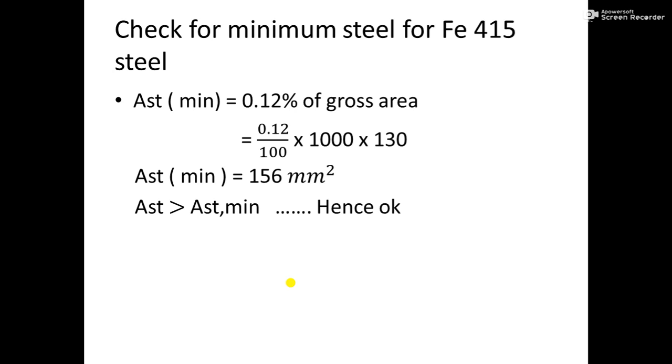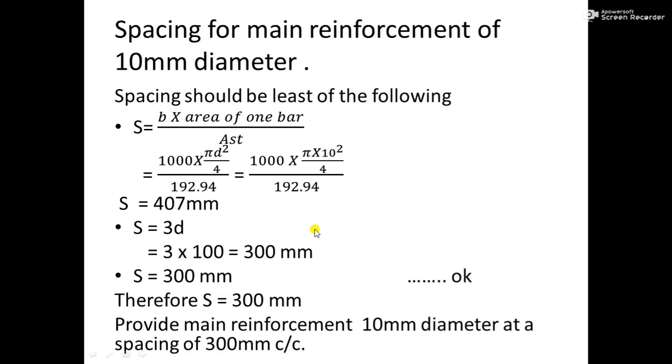Then check for minimum steel for Fe 415. Since we are using Fe 415, for this the minimum steel area is 0.12% of gross area, that is b into capital D. Here the width is 1 meter and the overall depth is 130 mm. So the minimum steel is 156 mm square. Since Ast is greater than Ast minimum, hence okay.